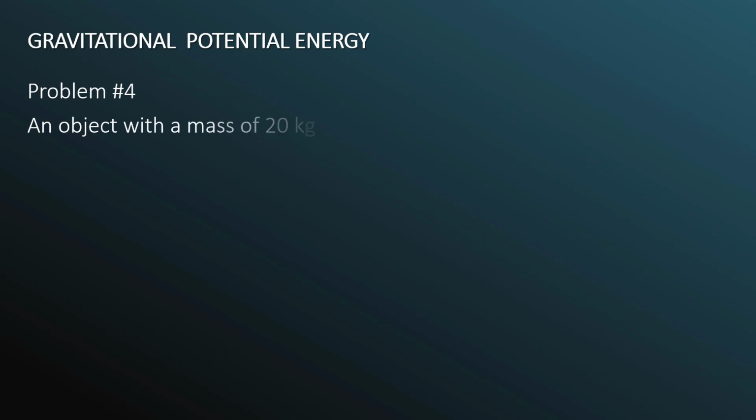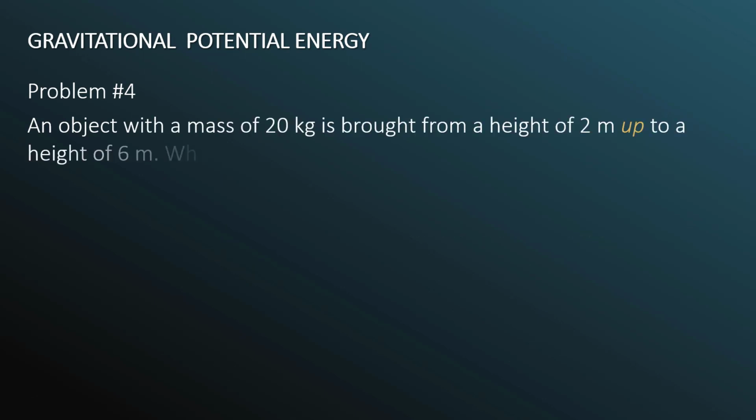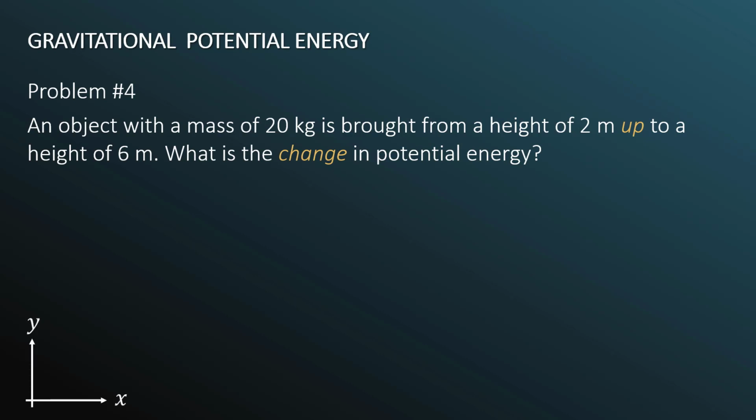Example. An object with a mass of 20 kilograms is brought from a height of 2 meters up to a height of 6 meters. What is the change in potential energy? Let's draw a reference frame. Let's say I have a dumbbell. It starts at some height hi, and it's brought to some height hf.